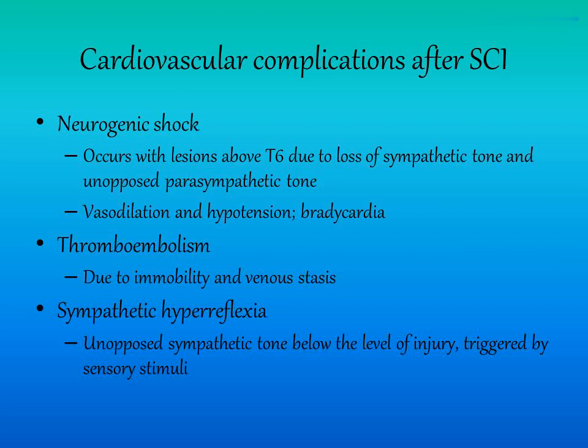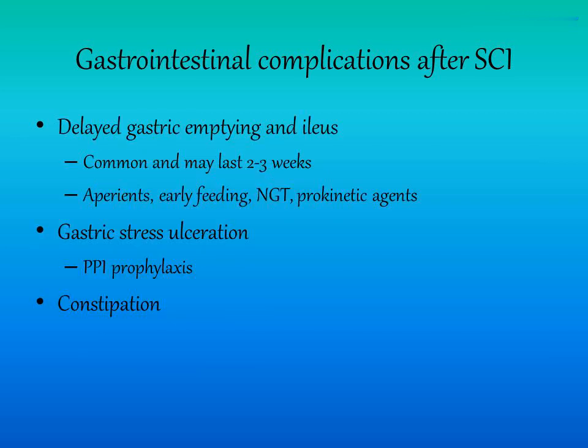Cardiovascular complications after SCI. Neurogenic shock. Occurs with lesions above T6 due to loss of sympathetic tone and unopposed parasympathetic tone. Vasodilation and hypotension, bradycardia. Thromboembolism. Due to immobility and venous stasis. Sympathetic hyperreflexia. Unopposed sympathetic tone below the level of injury, triggered by sensory stimuli.